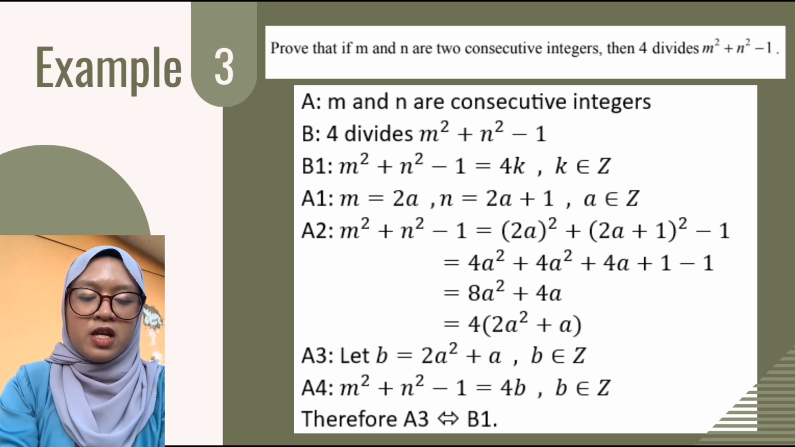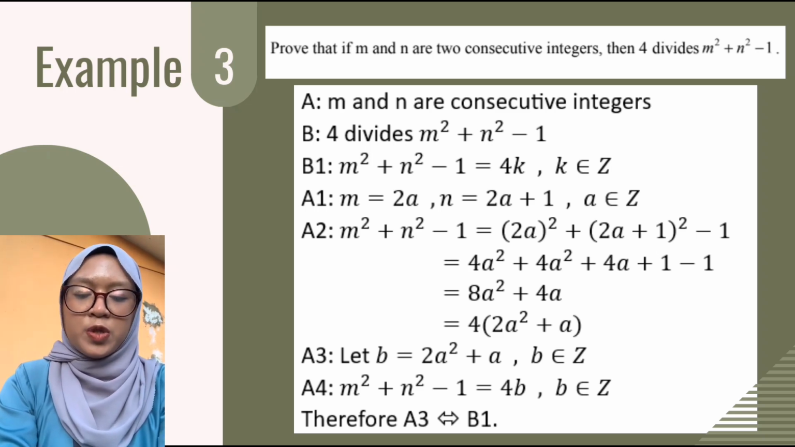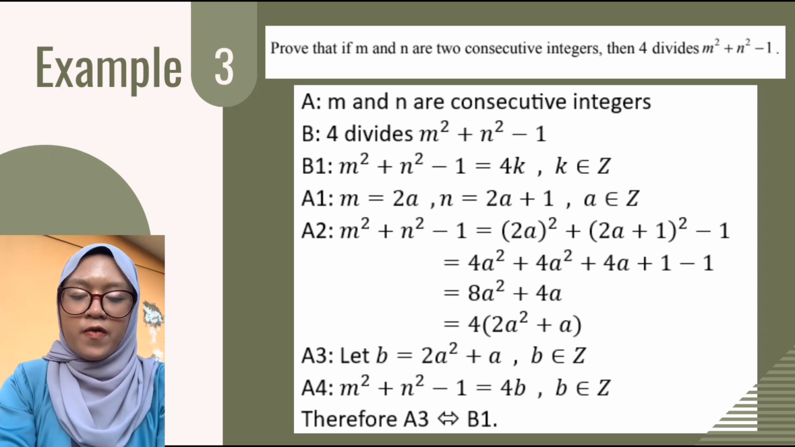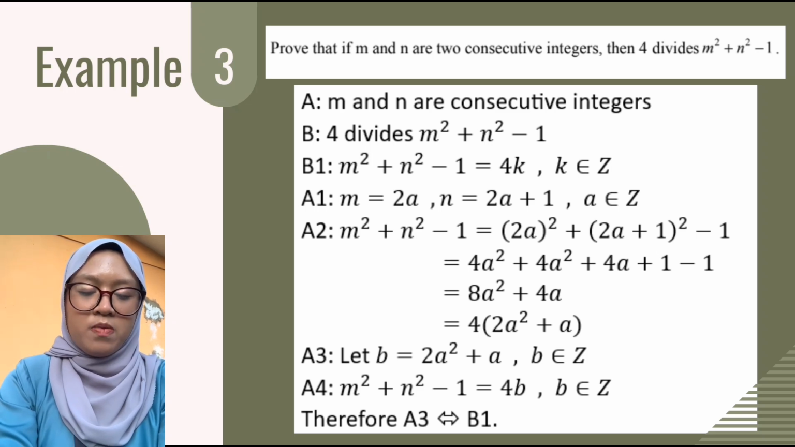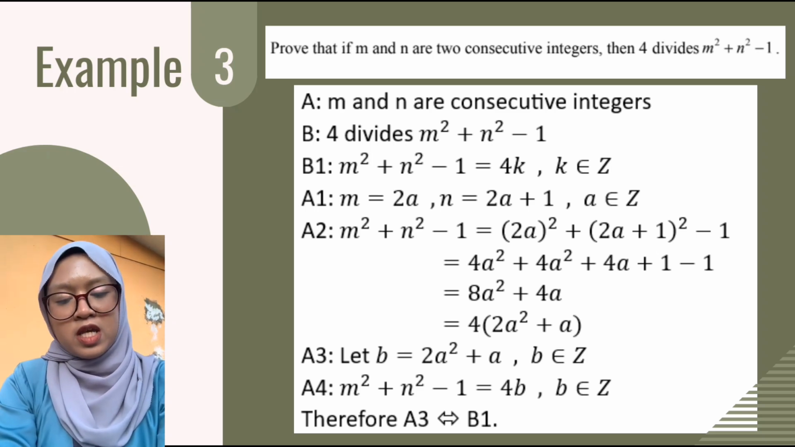We factorize it to get 4 in brackets 2a squared plus a. For A3, we let b equal 2a squared plus a, where b is an integer. For A4, m squared plus n squared minus 1 equals 4b, where b is an integer. Therefore, A3 is the same as B1.